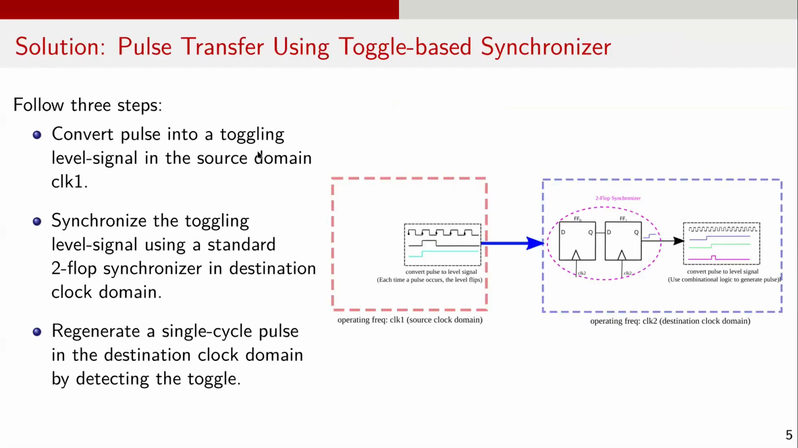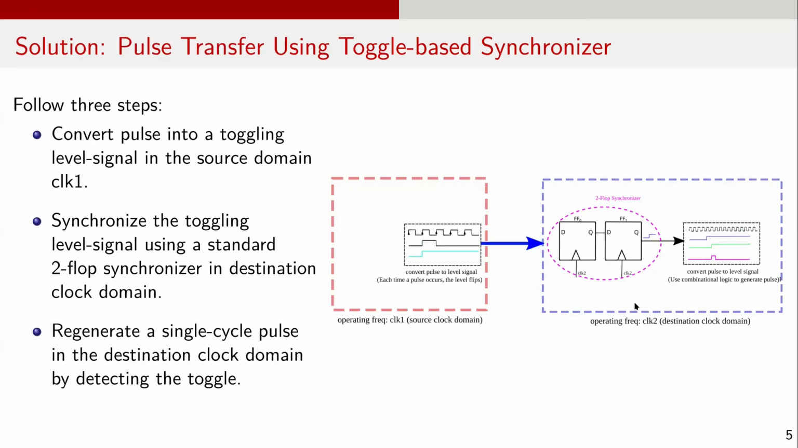To reliably transfer a pulse, we use a toggle-based synchronizer, which is an enhanced design with a 2-flop synchronizer. It follows 3 steps. First, we convert the pulse to a toggling level signal in the source clock domain. Each time a pulse occurs, the level signal toggles. This guarantees that the signal remains stable long enough for the destination domain to sample it correctly. The further steps are in the destination clock domain.